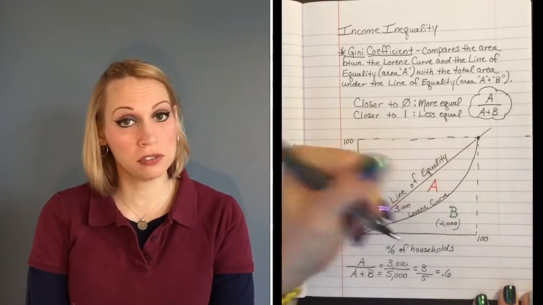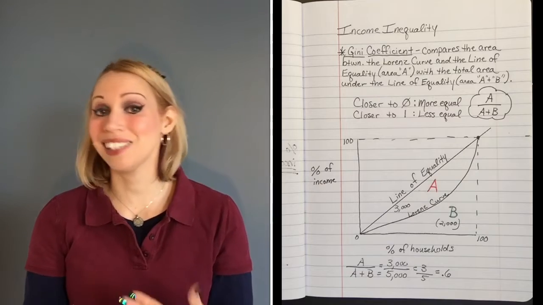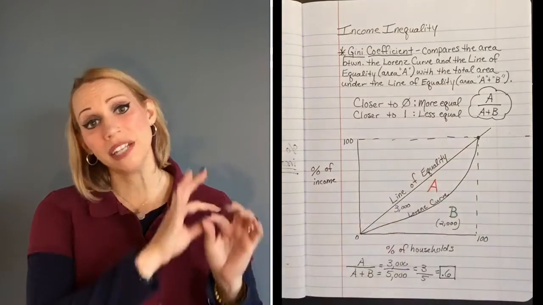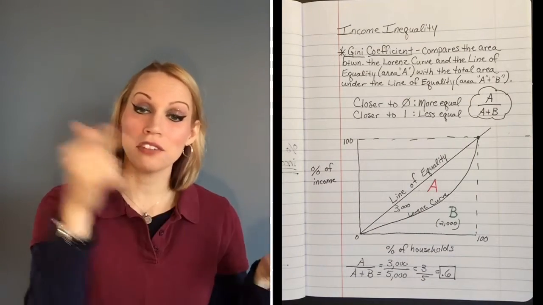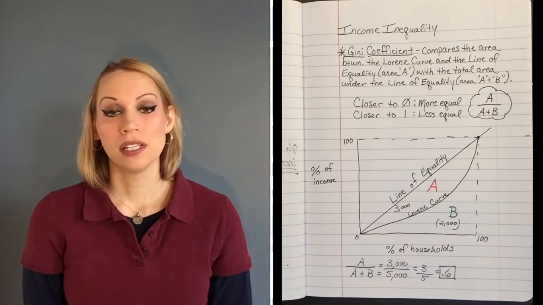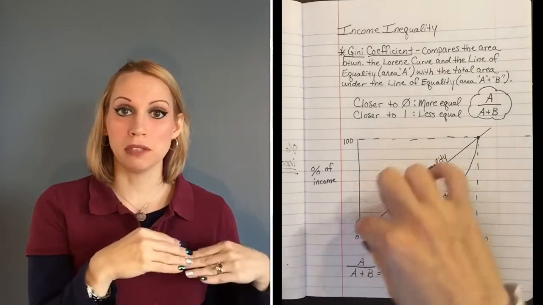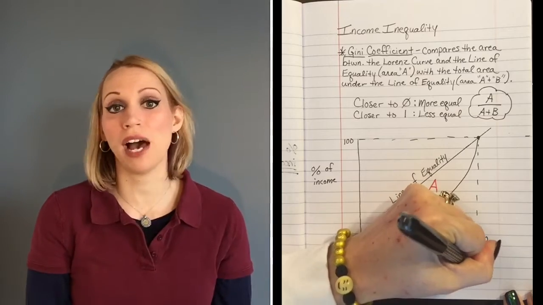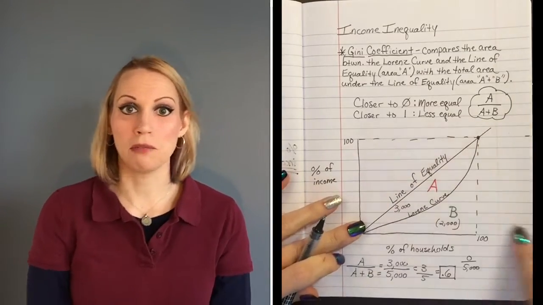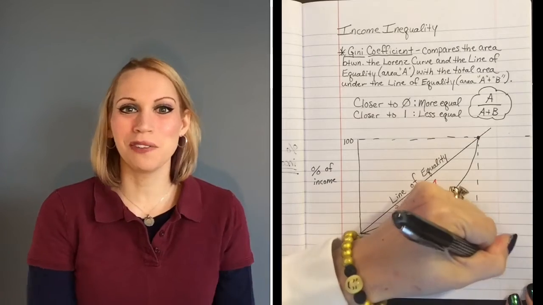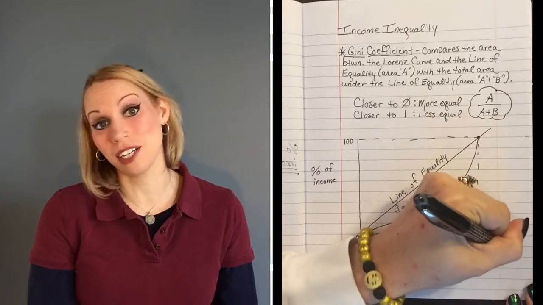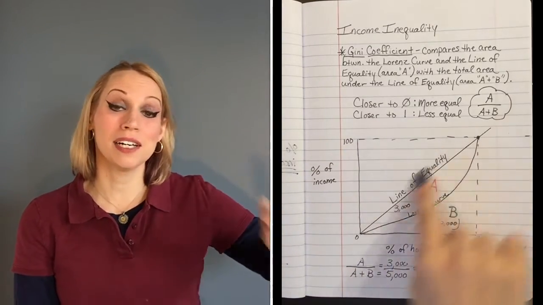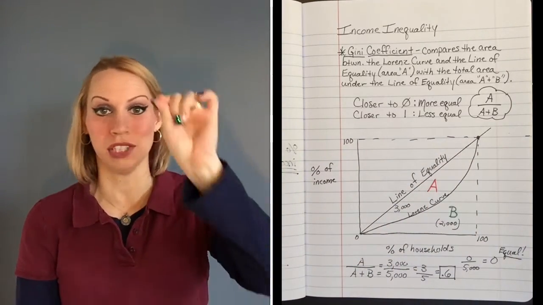Now, the closer the Gini coefficient is to 0, the more equal the distribution of income. The closer the Gini coefficient is to 1, the less equal the distribution of income. Because if it were 0, that would mean that there is no gap between the line of equality and the Lorenz curve. So no gap would be 0 over the whole space, which is 5,000. Well, that would be 0. So a Gini coefficient of 0 means basically that your country is on that line of equality, so the income is being distributed perfectly evenly.